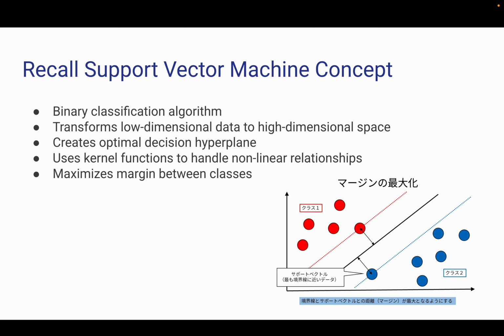Before diving into the methodology, let's briefly recall what SVM is. SVM is a powerful machine learning algorithm used mainly for classification. It works by transforming data that cannot be easily separated in its original dimension into a higher dimensional space where separation becomes possible. The algorithm creates an optimal decision boundary, or hyperplane, that maximizes the distance between the two classes. This approach is particularly effective for handling complex nonlinear relationships in data, which makes it potentially suitable for stock market prediction.